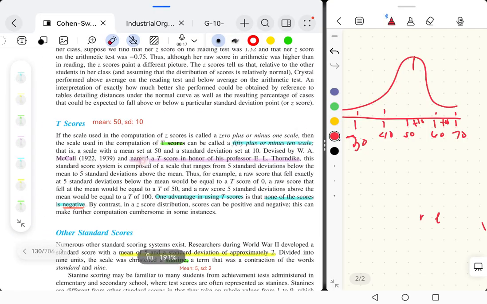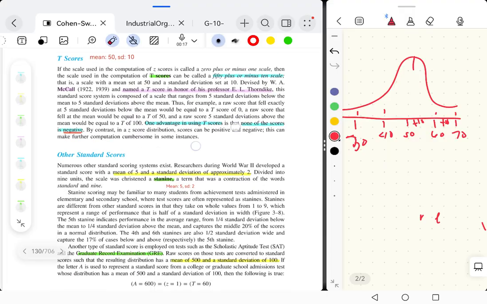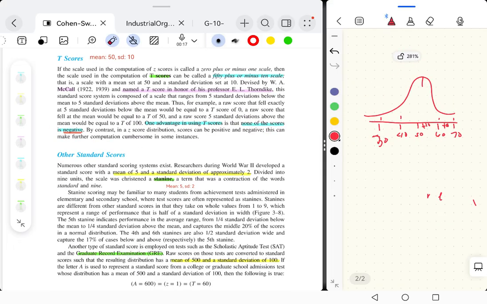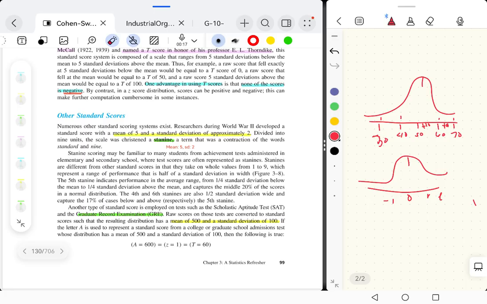So McCall actually named the T-score in honor of his professor E.L. Thorndike, the guy with Thorndike's box. You know that guy, the guy with the cat. But if you don't, then I advise you to also search him up because he's actually important in the field of psychology. But anyways, never mind all of that. So one advantage of using T-scores is that none of the scores is negative. Because in Z-scores, it's open to negativity, right? Because 0, minus 1. In T-scores, it's really free. It's so free.